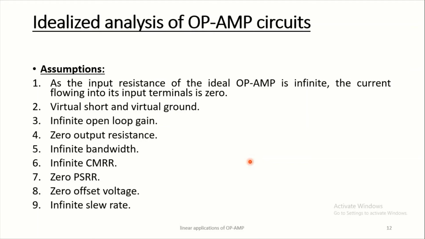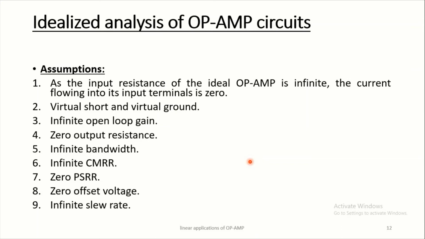The second is virtual short and virtual ground: both input terminals have the same potential, and if one of them is connected to the ground, they both are at virtual ground. The third one is infinite open loop gain. The fourth one is zero output resistance. That means whenever we apply an output load to this op-amp, the output voltage comes directly across the load resistance. Infinite bandwidth means it should support all frequencies from 0 Hz to infinity.